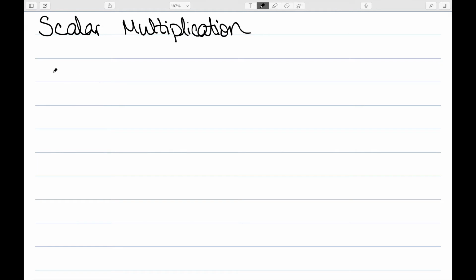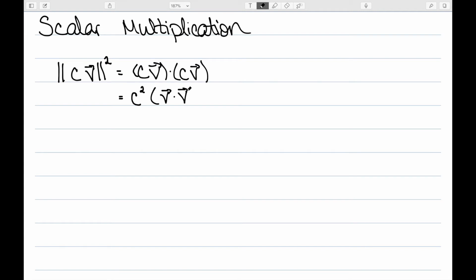What about multiplying by a scalar? How does multiplying by a scalar change the length? So let's look at the length of cv. And I don't want to have to worry about the square root, so I'm going to go ahead and square this. By definition, this would then be cv dot cv. One of the properties of dot product says I can move scalars in and out, so I'm going to write this as c squared v dot v, which is c squared times the length of v squared.